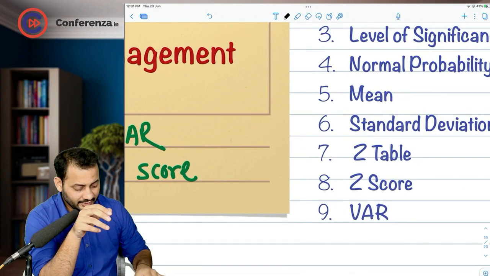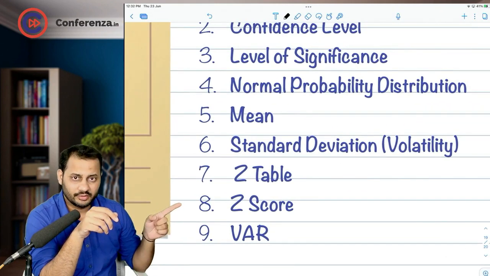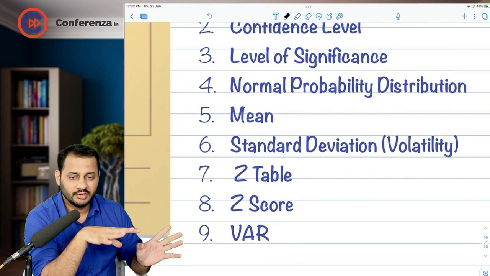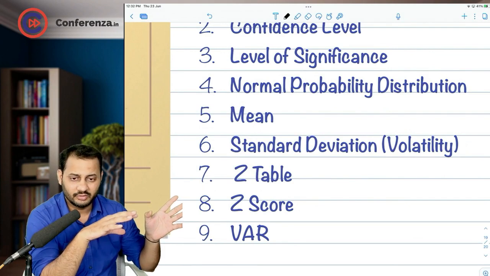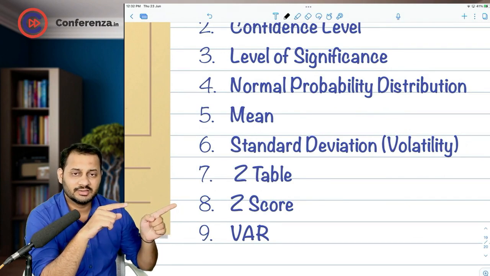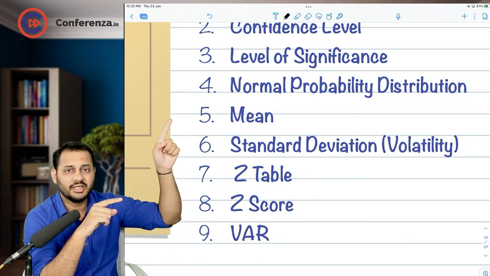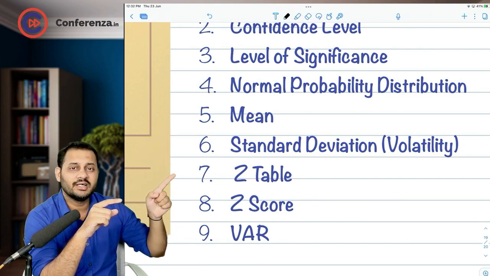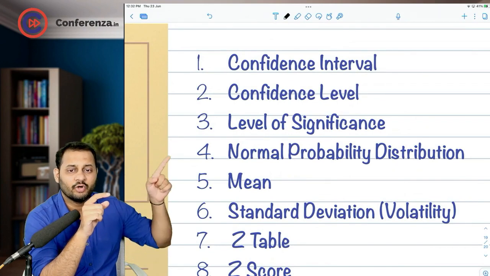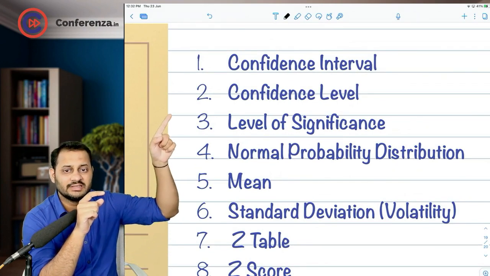But in order to understand the Z-score, see, VAR will be dependent on the Z-score concept. And in order to understand the Z-score, we will have to understand Z-table, standard deviation and mean. And in order to understand Z-table, you will have to first understand normal probability distribution. And along with this, these three concepts.